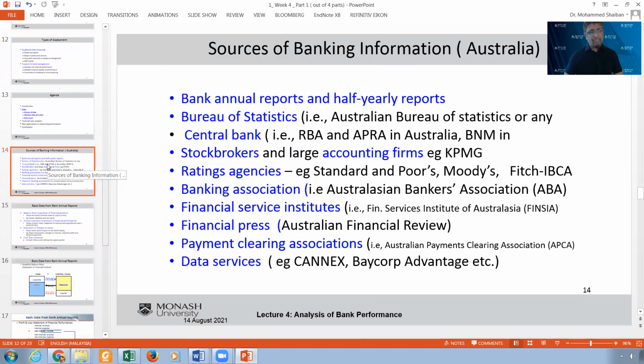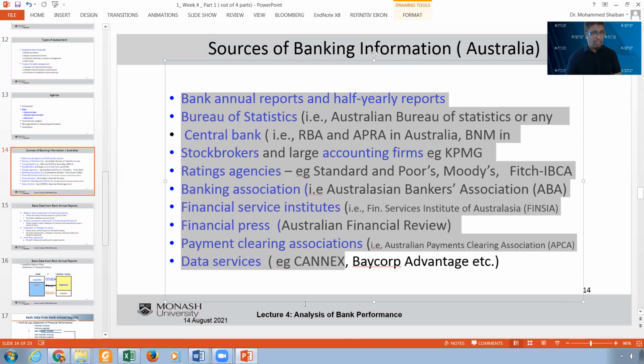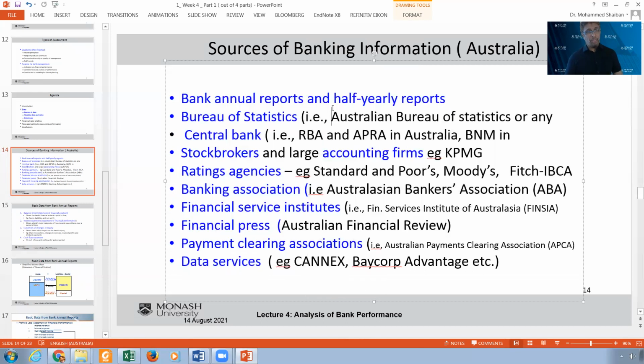Let me go to the data, which I think most of you know. This is actually a range of data. This is about Australia. You can get data in Indonesia, in Japan, and in Malaysia also. I'm talking to the international students and the local students. So we have the bank annual reports, which are around across the board.